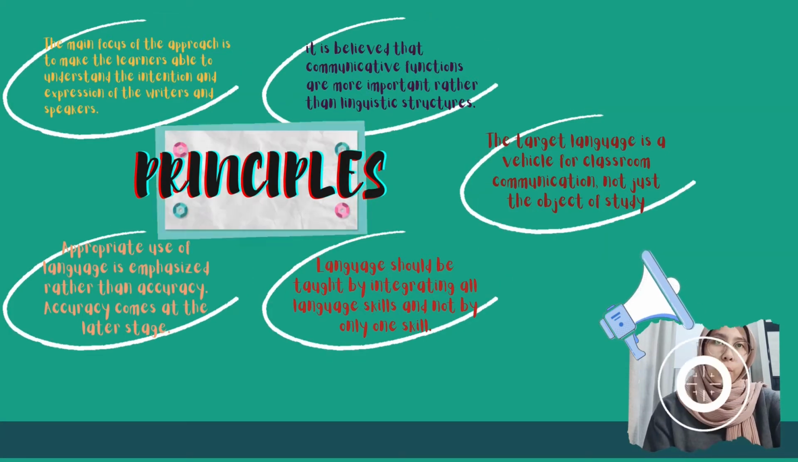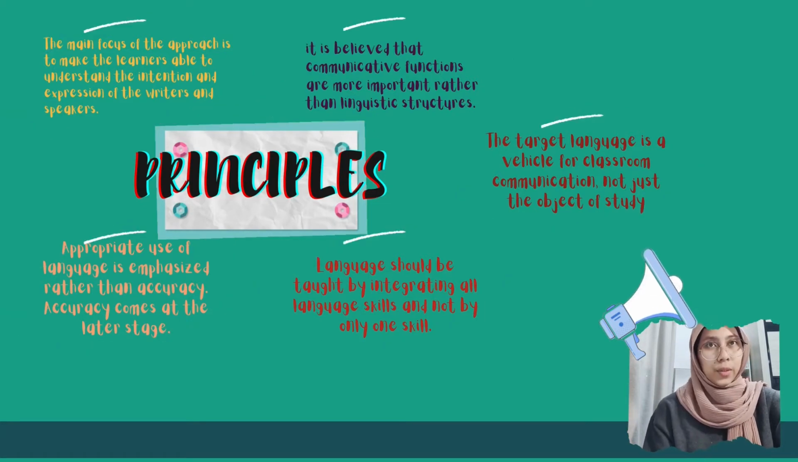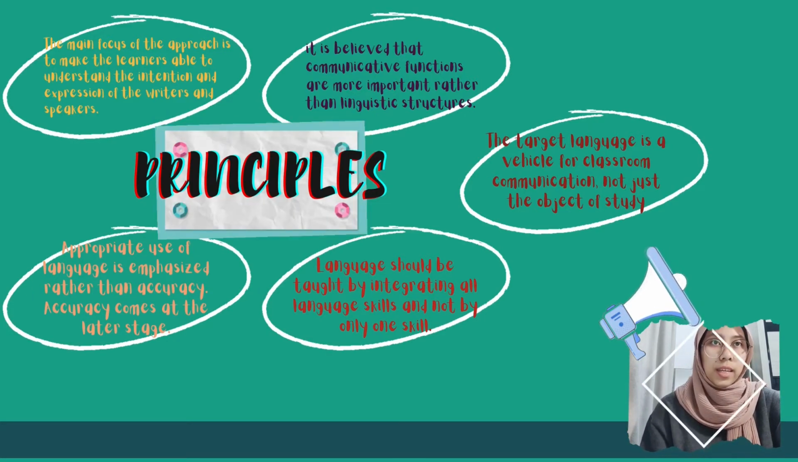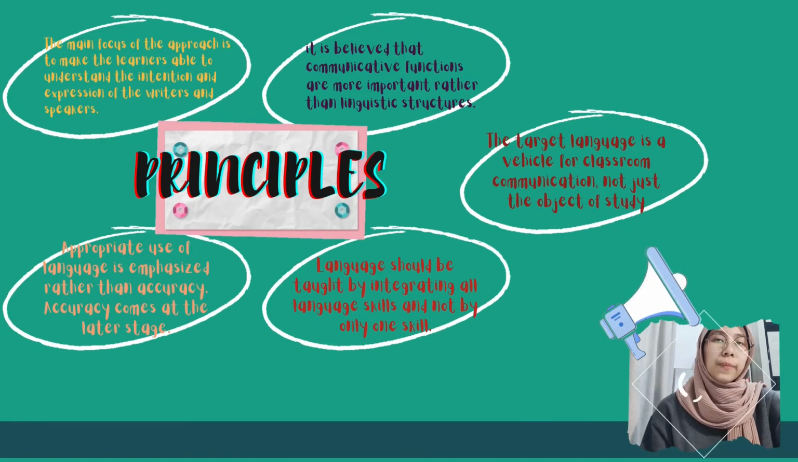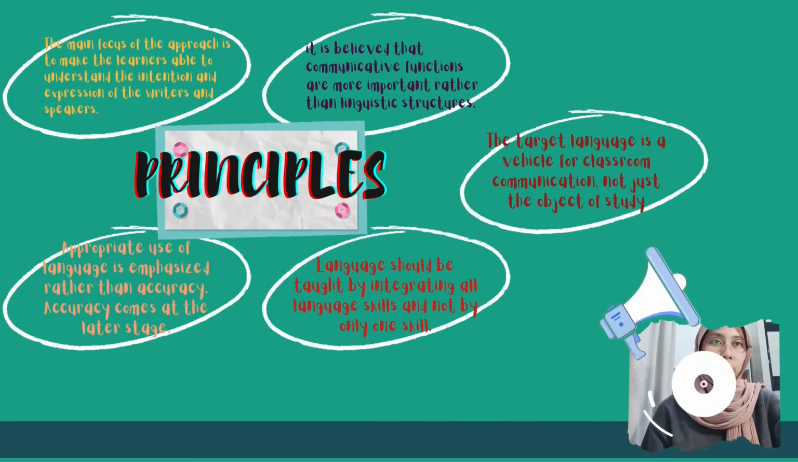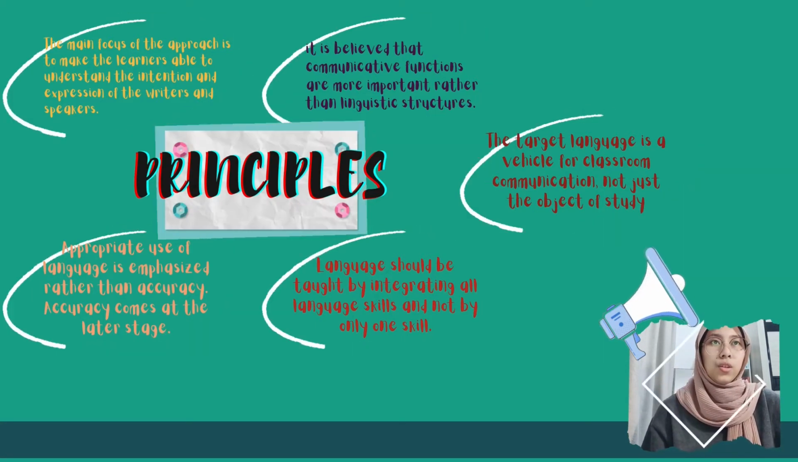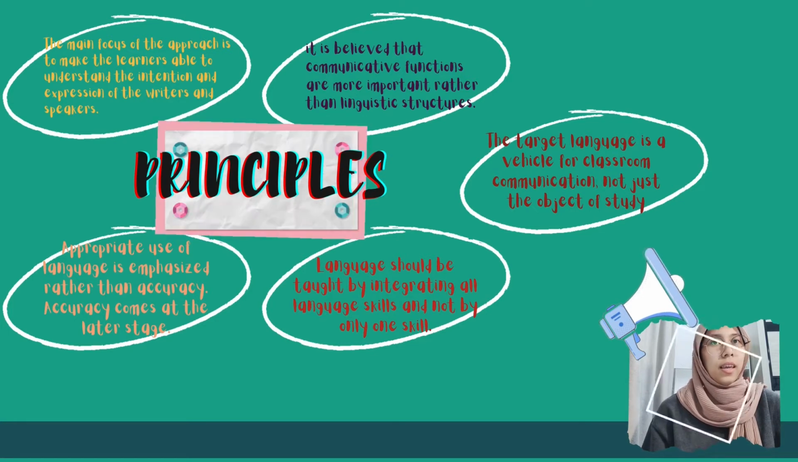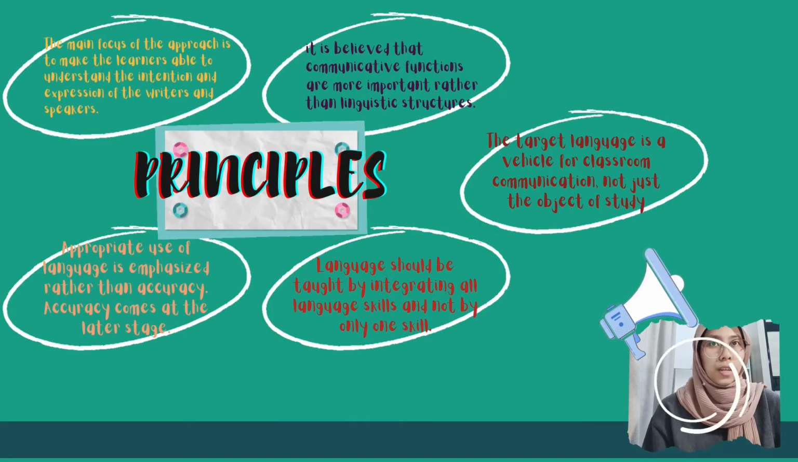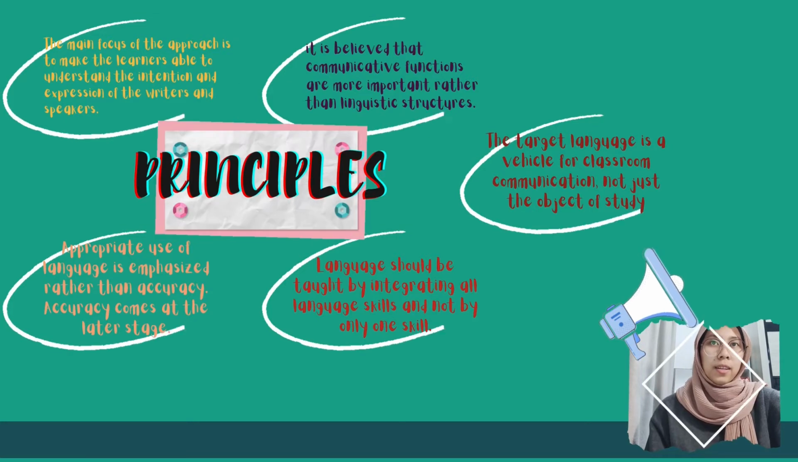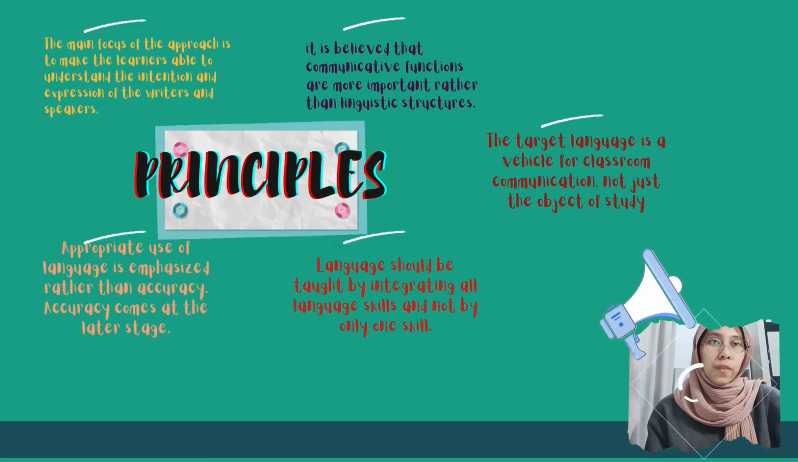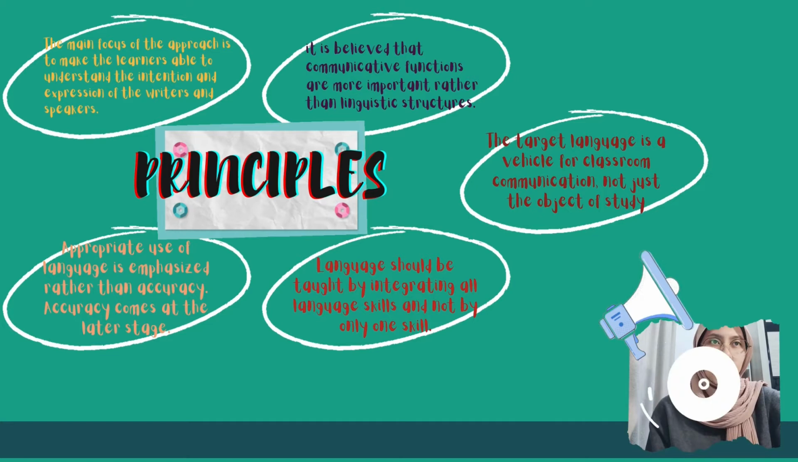Next, while using the communicative language teaching approach in teaching language, the target language is used in the classroom. So the target language is a vehicle for the classroom communication and not just the object of the study. Because if the learners continue to use their native languages, they would not be able to communicate in the target language. And it is believed that native language should be used judiciously. This is a very important point. So, appropriate use of language is emphasized rather than accuracy, because accuracy will come at the later stage.